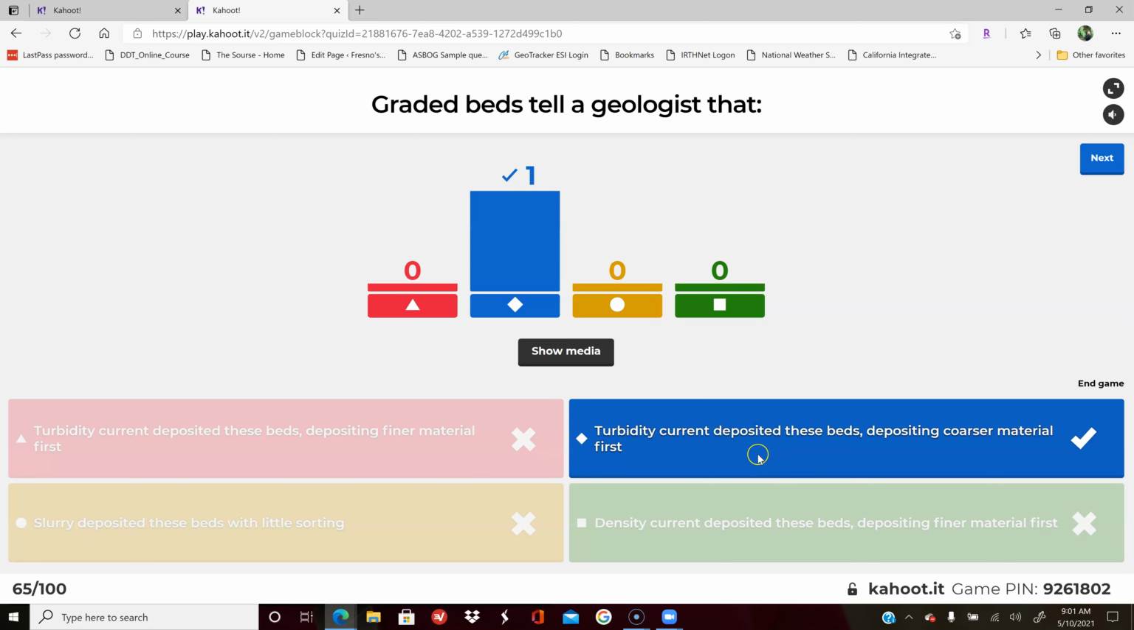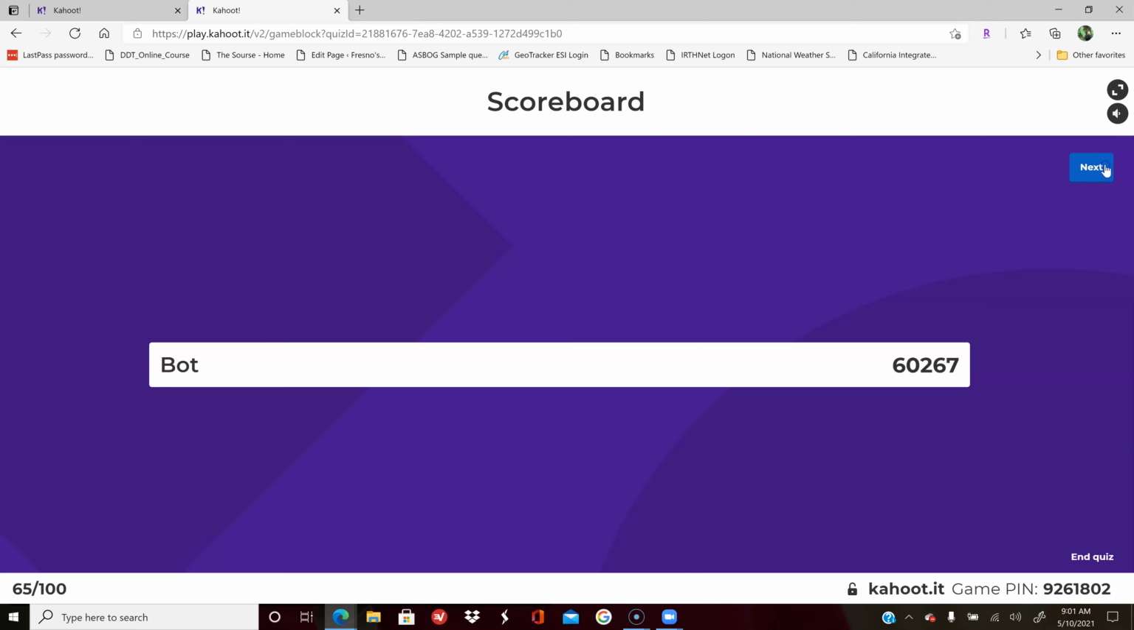Remember, the graded beds are when you see the coarser material going upwards to finer material, and this happens in a turbidity current after a submarine landslide underwater. And so everything gets thrown up into the water column, and then it separates out and falls down by density.